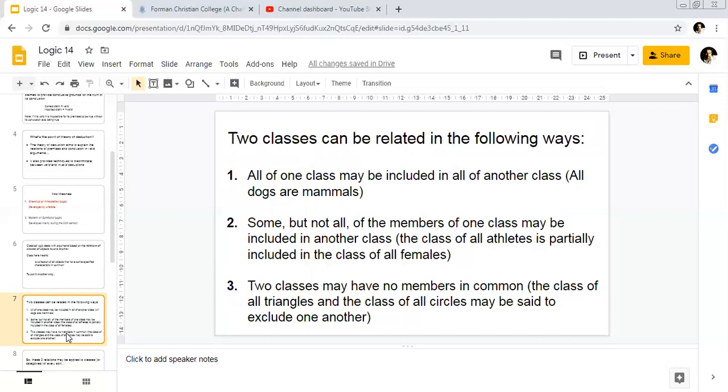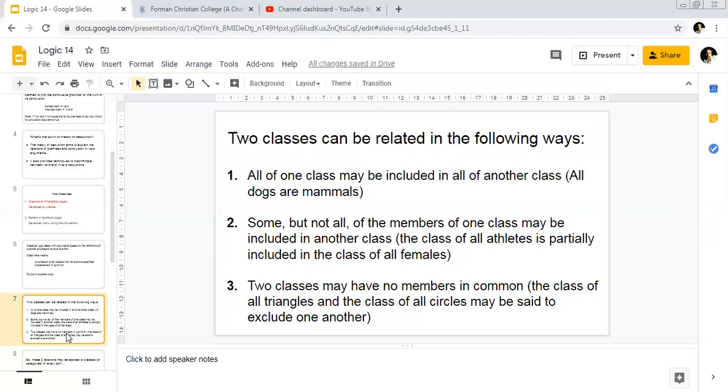So we have one class of dogs and the other class of mammals, and we're saying that one class is wholly included in the other one. There's another way to put this also, which is point number 2. We say that some, but not all, of the members of one class may be included in another class.